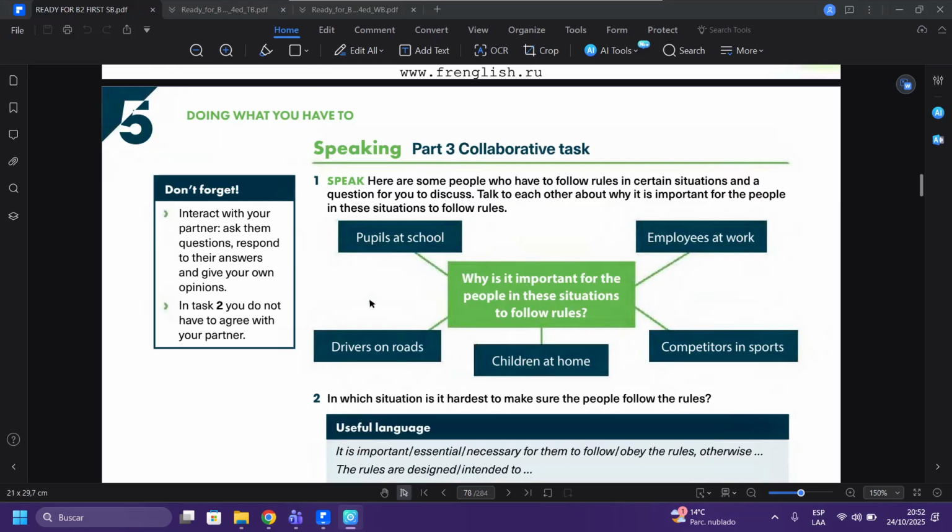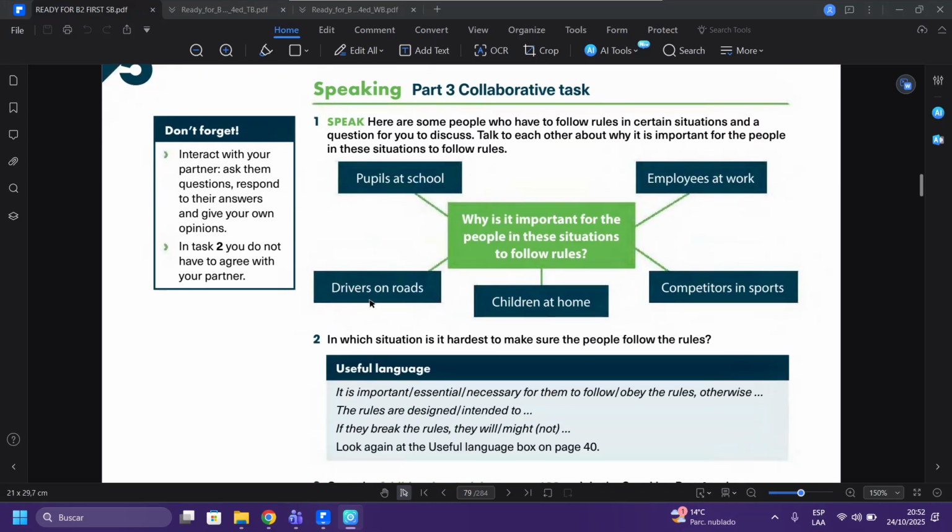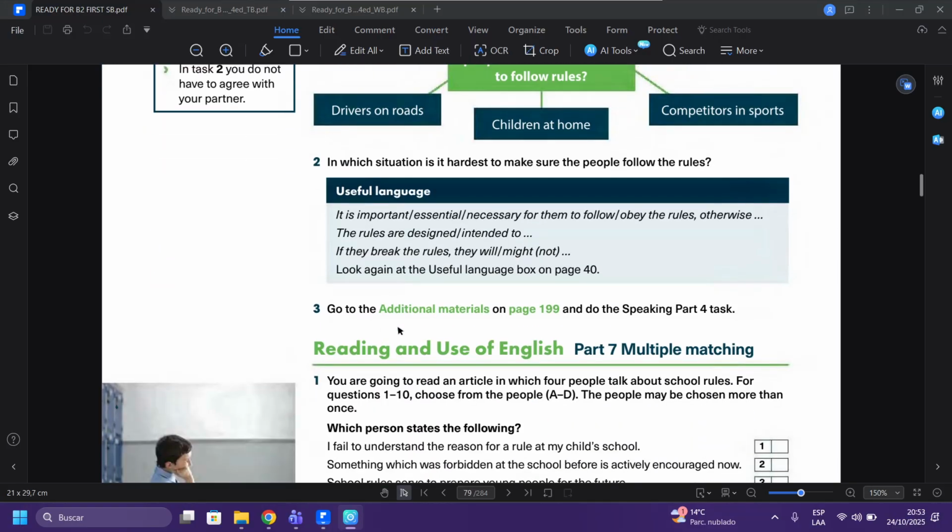Okay, so remember, this is the speaking part three, the collaborative task. You have 2 minutes with your partner that is going to take you with your exam, and then you have 1 minute to reach an agreement. Okay, so that is how it works.